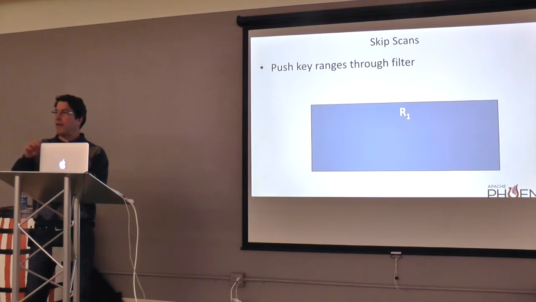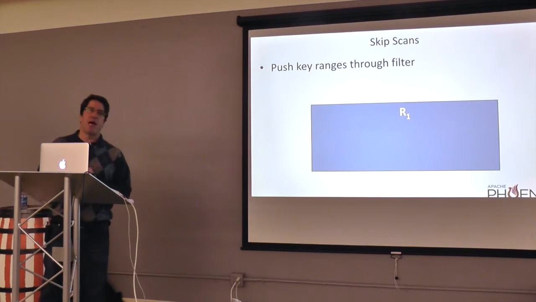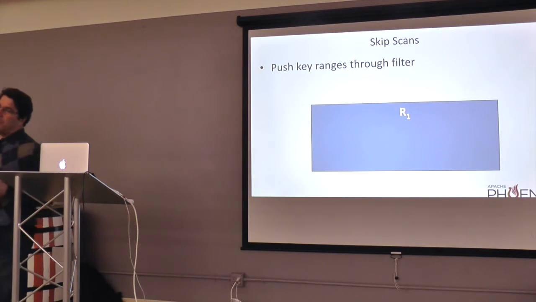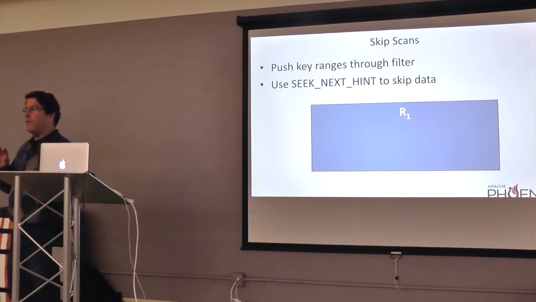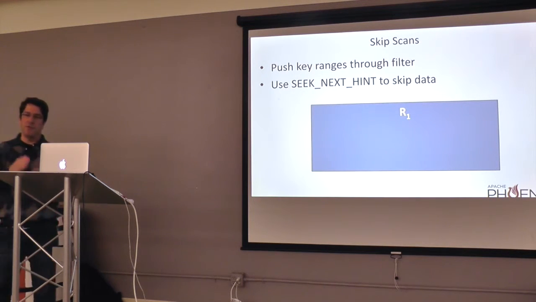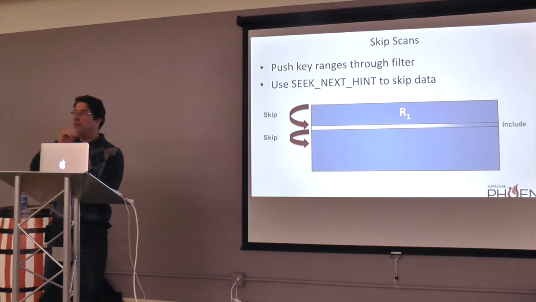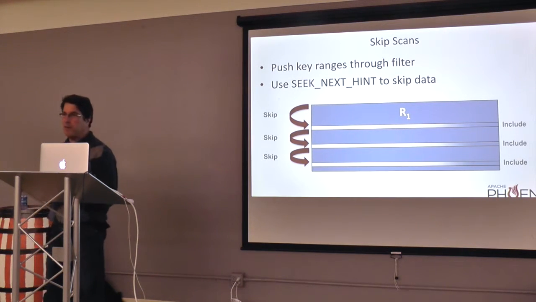Okay, so now I want to talk a little bit about skip scans. Skip scans are used when you have a query that uses an in or an or. Say you're searching for a set of time buckets, or maybe a set of 1,000 IDs, and maybe your PK is not just that ID, but a time range and an ID. Then you either do a full scan across all your data because you don't know how to jump around, or what Phoenix does is push these key ranges through a filter that we call a skip scan filter. We then take advantage of a feature in HBase that lets a filter say where you want to seek to next instead of just going to the next row. So you'll jump to where data is included within those ranges, include everything until you're out of range, and then do a seek next hint again to skip to the next range. Instead of scanning that region completely, you're scanning a very small amount of data, which increases your throughput.